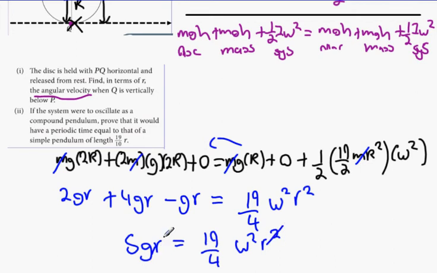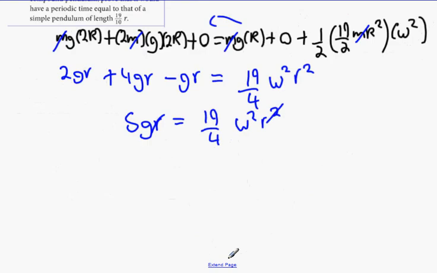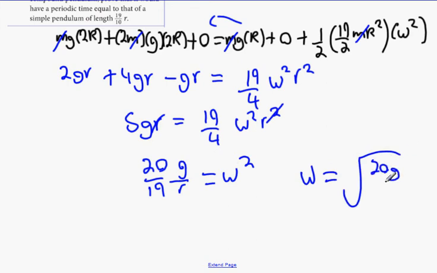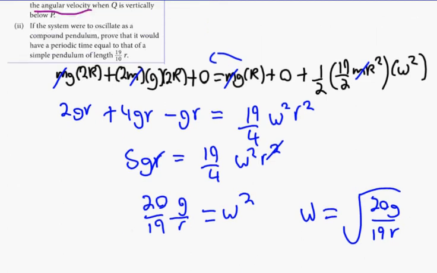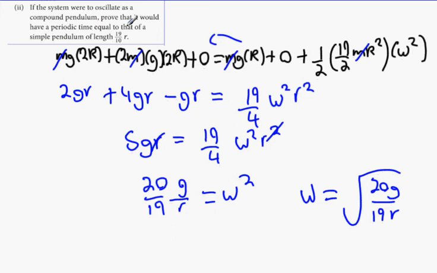Cancel off r, this one here. Now multiply by 4, divide by 19, it's going to be 20 over 19g, and bring down the other r, g over r equals w squared, and w or omega therefore equals square root of 20g over 19r. Okay? Next thing, if the system were to oscillate as a compound pendulum, prove that it would have a periodic time equal to that of a simple pendulum of length 19 over 10r.